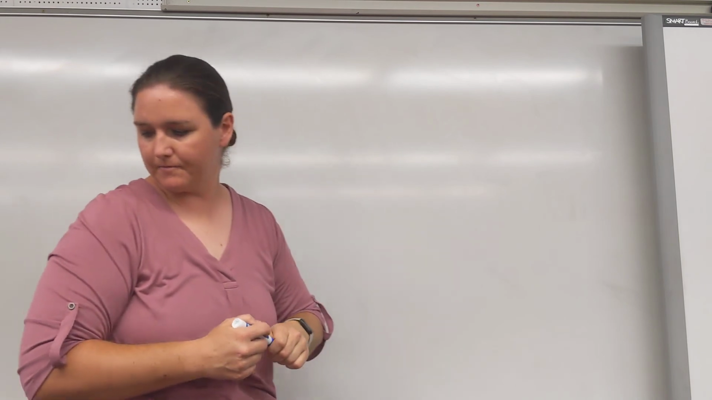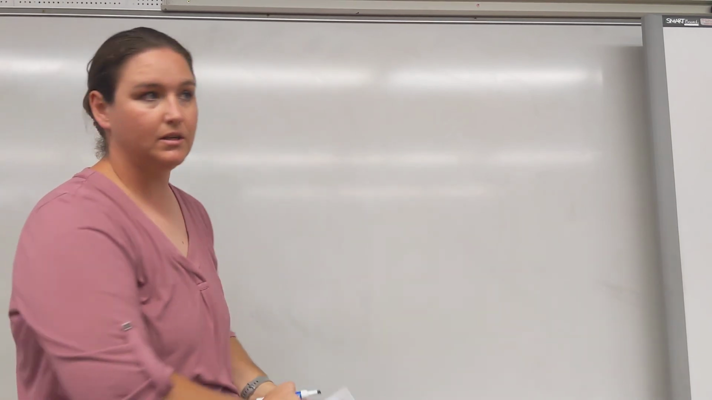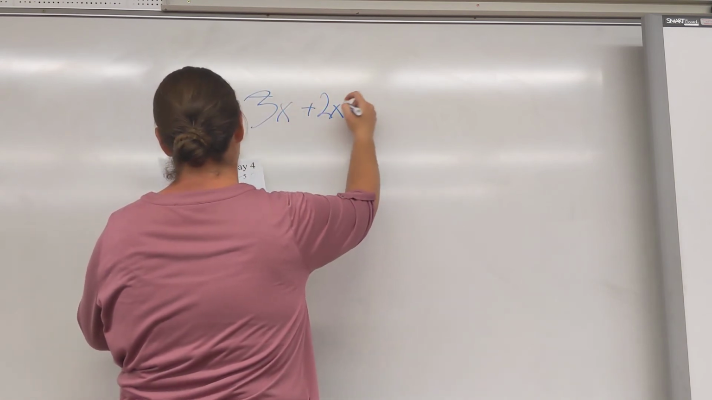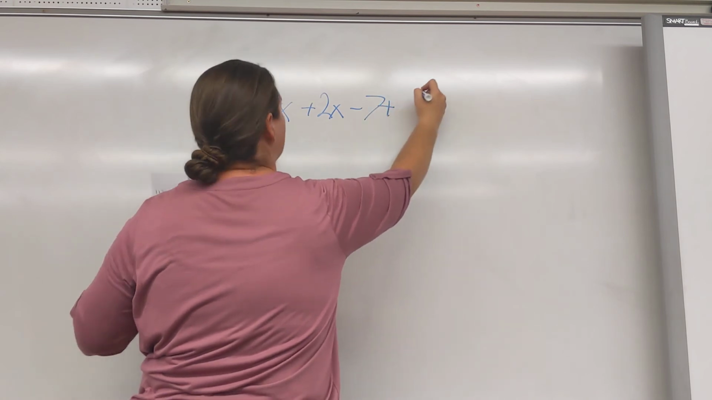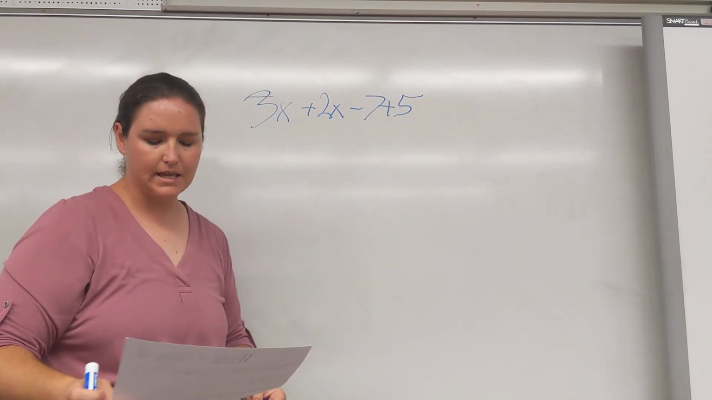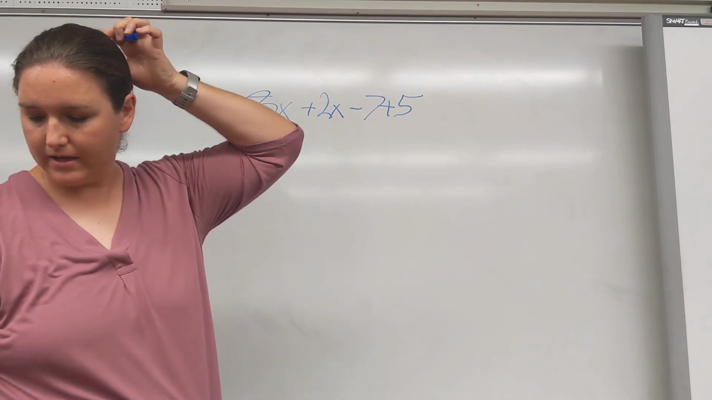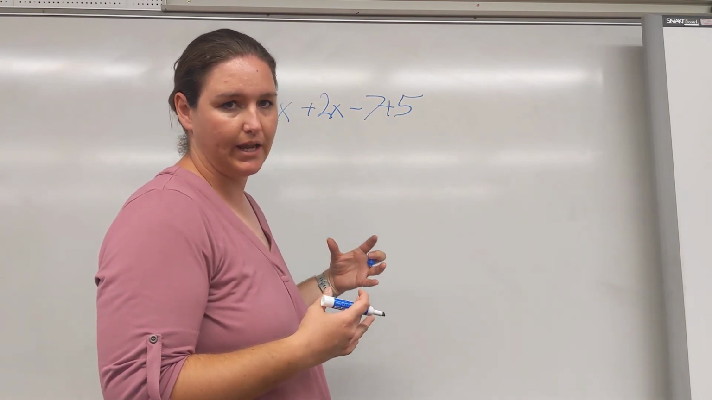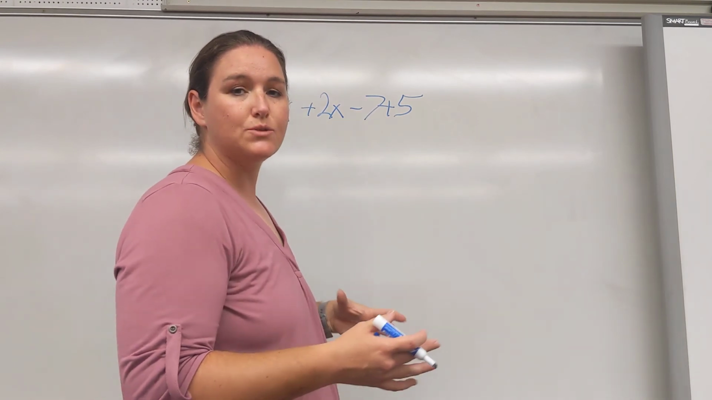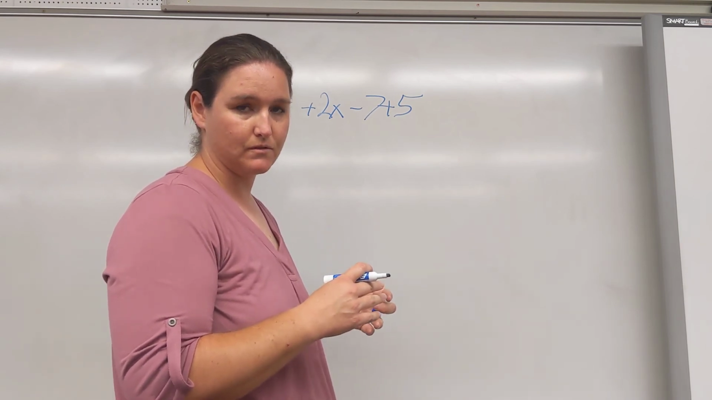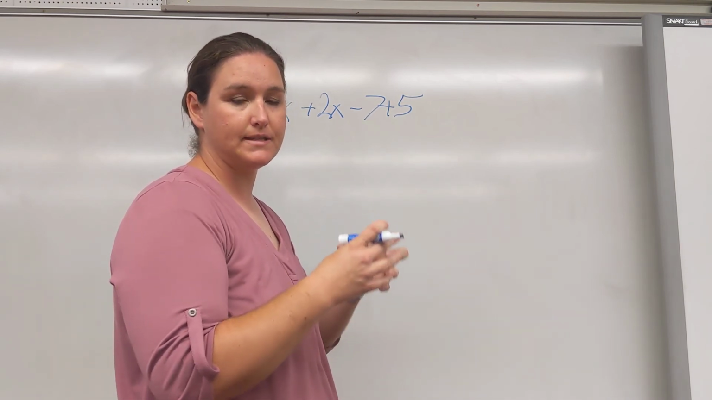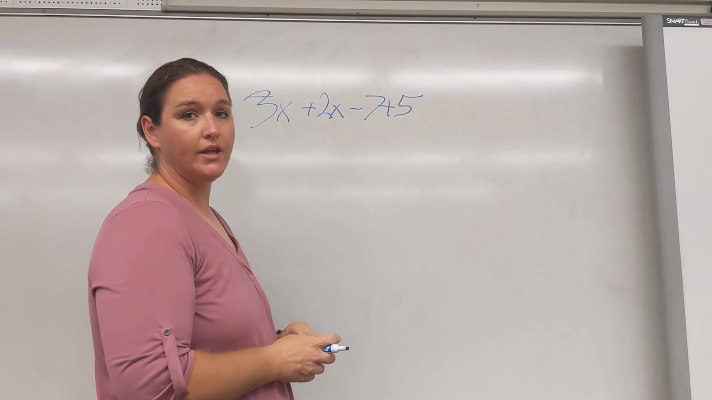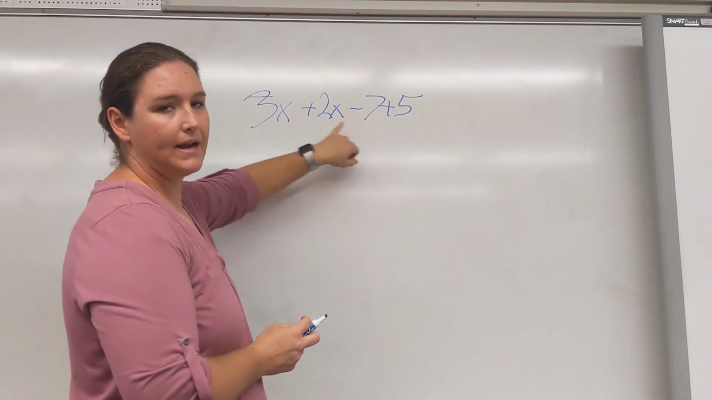All right, number 5. That one's a little bit longer. Let's see, 3x plus 2x minus 7 plus 5. And it says to simplify it. Okay, now we don't have this set to any number right now. So all we're going to do here is combine the like terms. Combine the things that look the same. So, we have a couple unknown numbers. That is our x's.